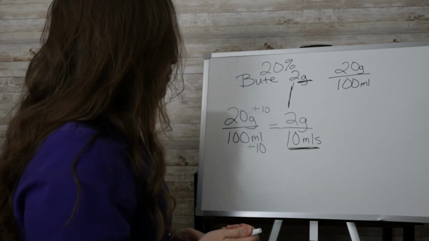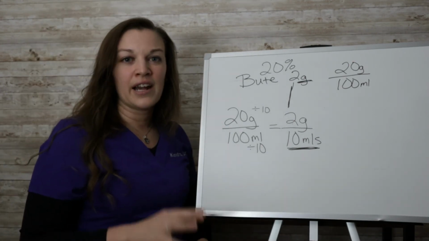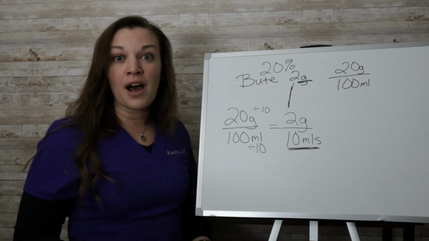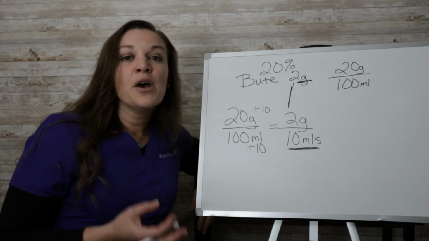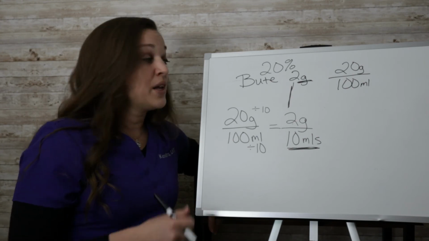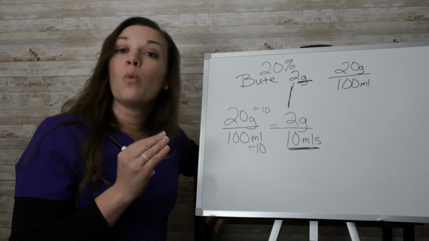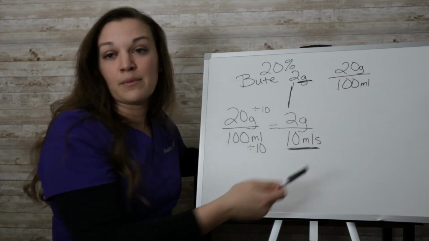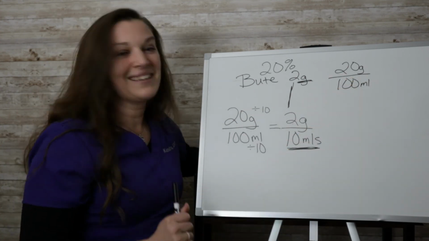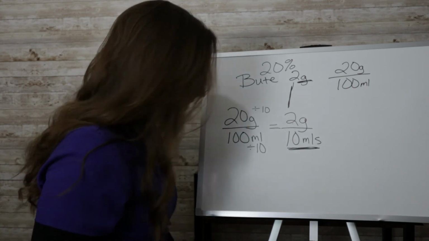So now that we've learned the heavy math here and how to break this down, that's our job as credentialed technicians, right? We want to understand the why behind what it is that we're doing. So we know how the math works. We know why a 20% solution is 20 grams per 100 mil. Now I'm going to show you an easy trick.